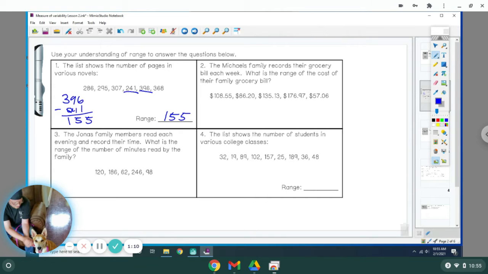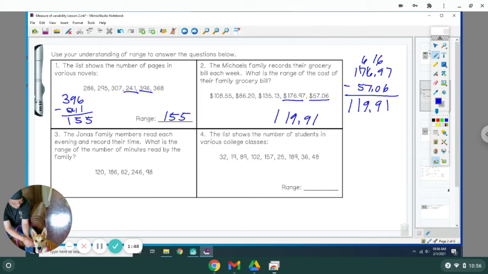All right, the Michaels family records their grocery bill each week. What's the range of the cost of their bill? Again, we're going to find the smallest, which is 57.06, and then the largest, which is 176.97. So we're going to find the difference by subtracting these. And it's $119.91. I forgot to carry the one down. I apologize.